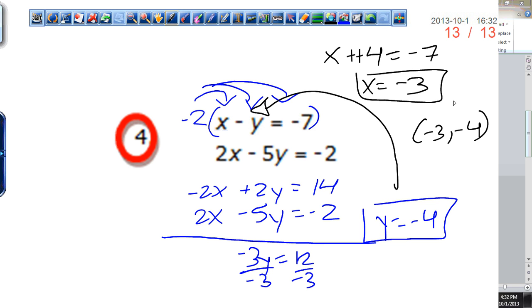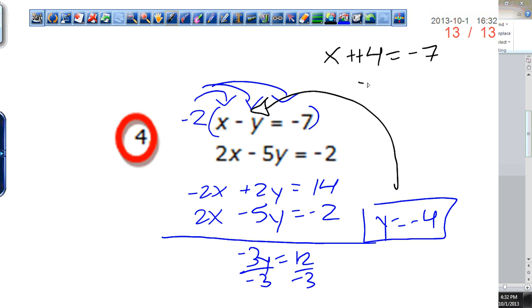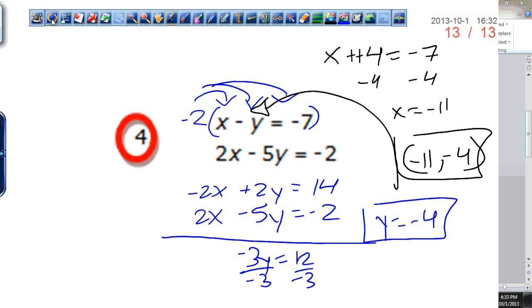Cool, cool. Okay. Let's see. My next one, I believe, is number 5. Just going to double check this real quick, make sure I did that right. Negative 3. 12. Negative 3. No problem. Negative 4. My bad. I did not do that right. I'm all sorts of messed up today. So I should subtract 4 from both sides, and that gives me negative 11. My bad. So I get negative 11, comma, negative 4. So sorry. My apologies. Sorry for those of you that have to erase.